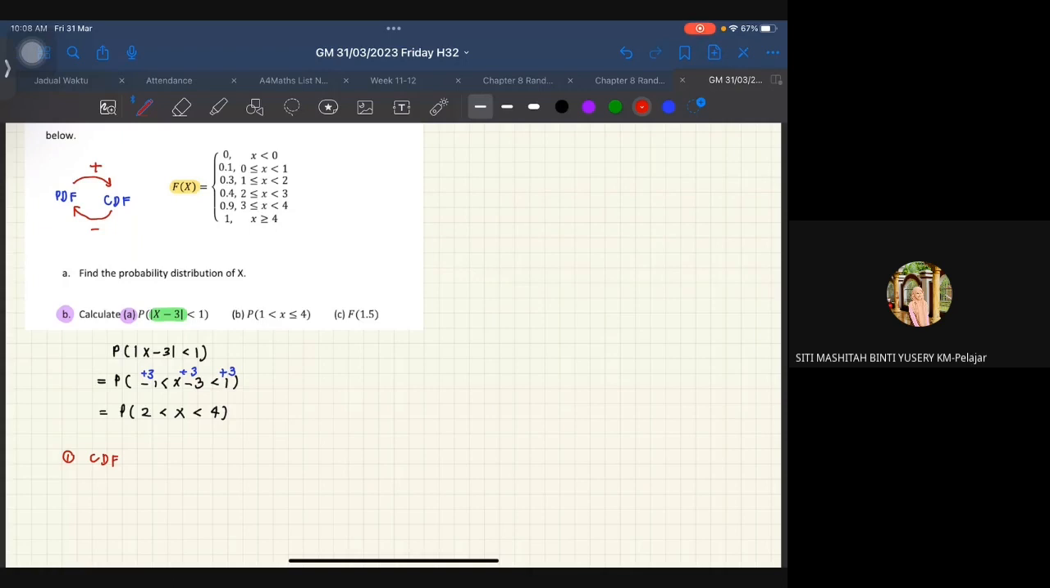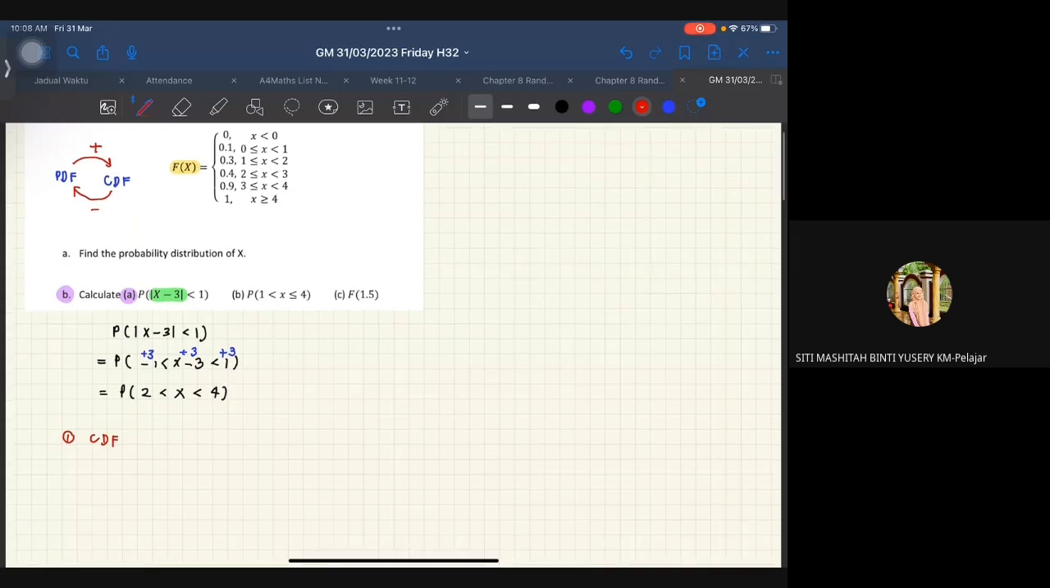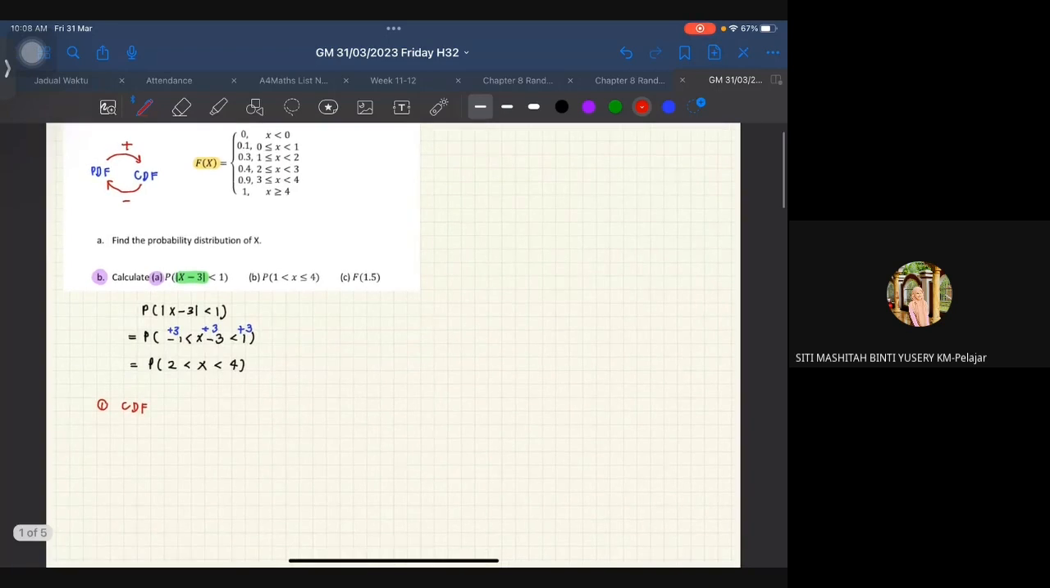CDF maksudnya kena guna box. Okay, so saya recall je balik this one. Saya rasa awak dah tak ada masalah pun untuk solvekan dia. Right, so kita akan buat box dulu. Like this. So this is my box.